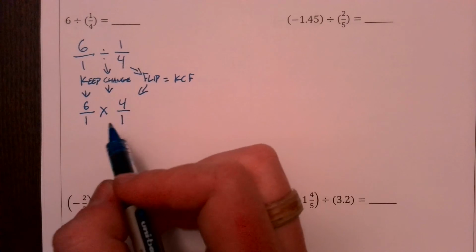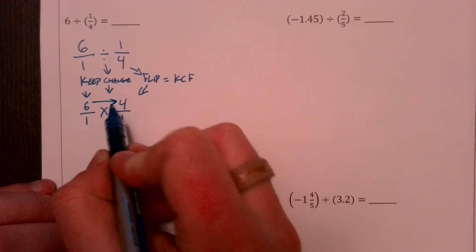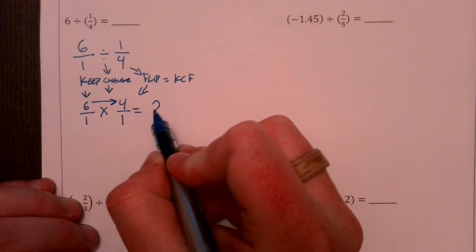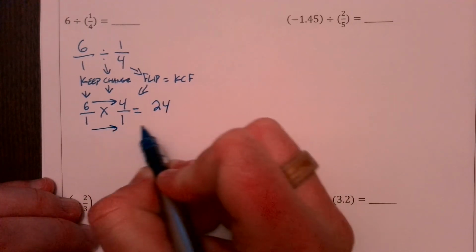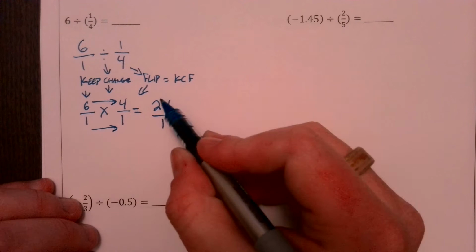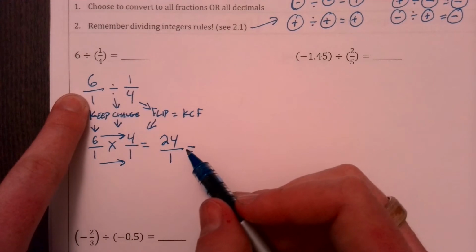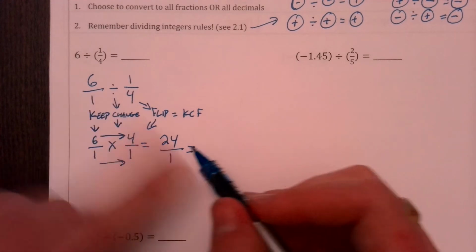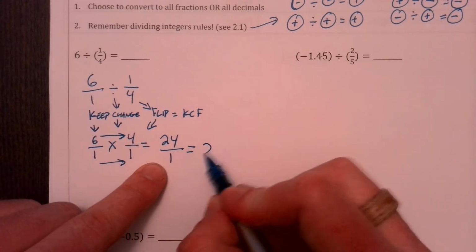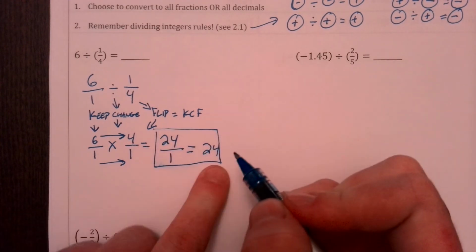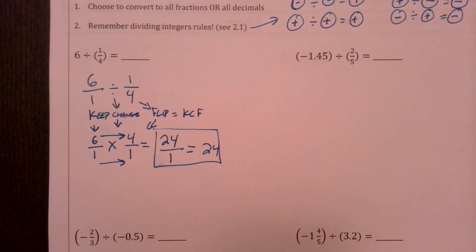All right, now we're multiplying. We multiply our tops. 6 times 4 gives us 24. 1 times 1 gives us 1. We have 24 over 1, which we can, because we took a whole number and turned it into a fraction by putting a 1 under it, go the opposite direction. We have a fraction with a 1 under it. That's just the same as the whole number. So either one of those is an acceptable answer. 24 over 1 or 24.